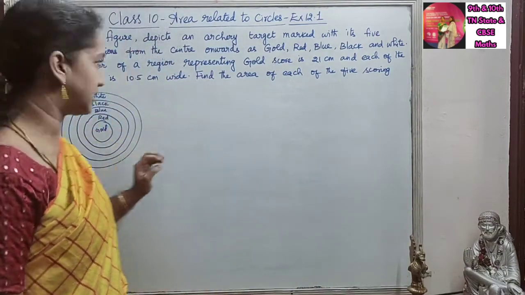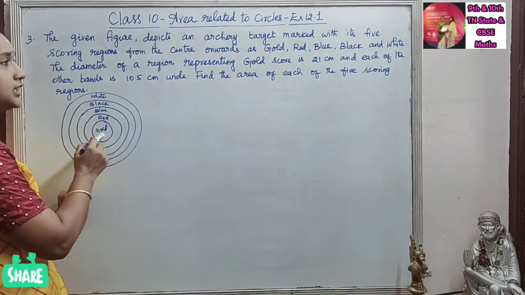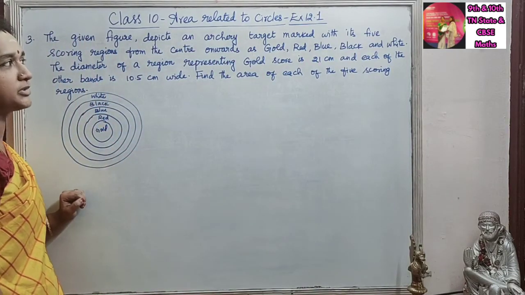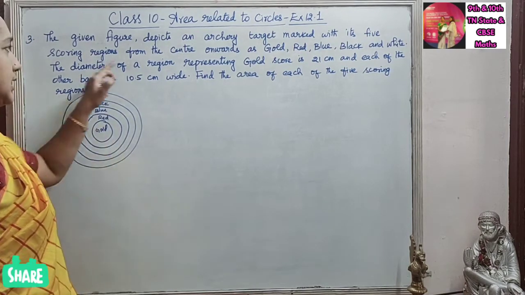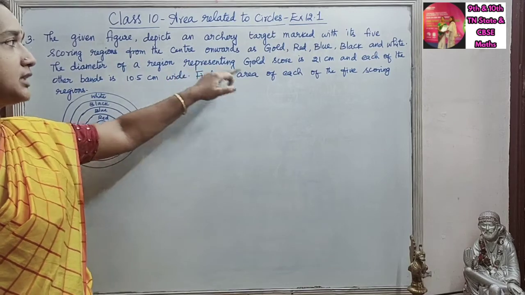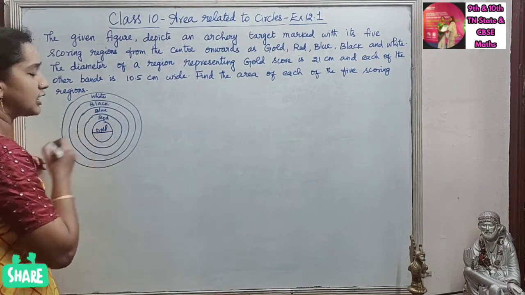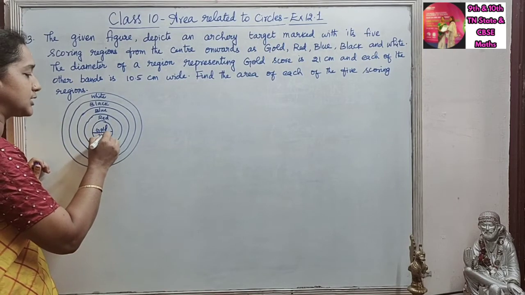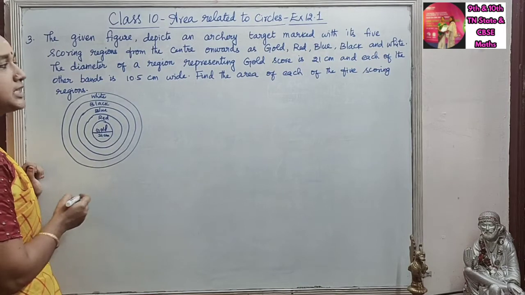First exercise, third sum. The given figure depicts an archery target marked with its 5 scoring regions from the center onwards as gold, red, blue, black and white. The diameter of a region representing gold scale is 21 centimeter. So the diameter of the innermost ring is given as 21 centimeter. And each of the other bands is 10.5 centimeter wide.